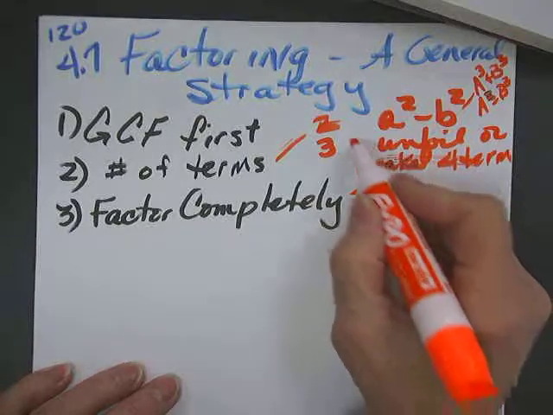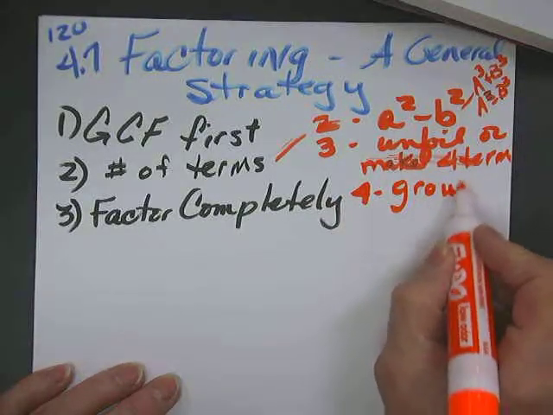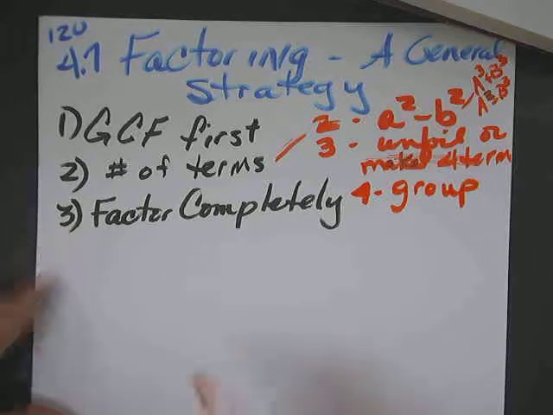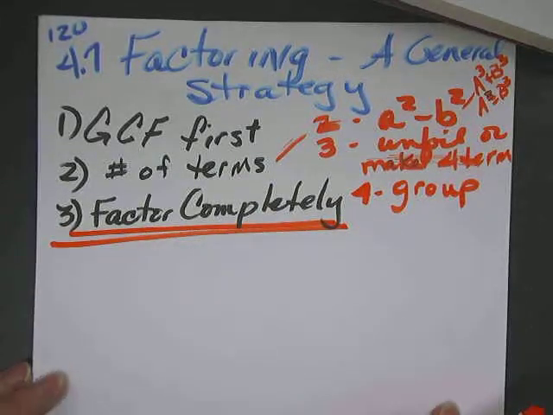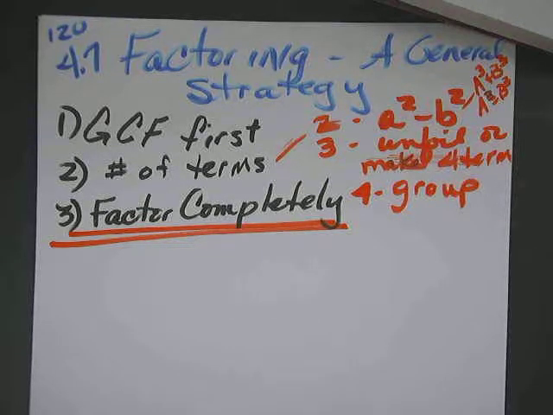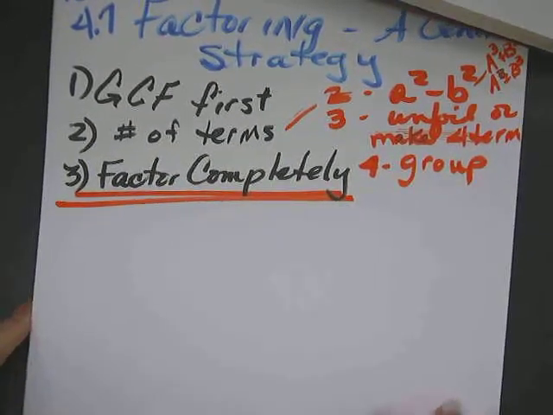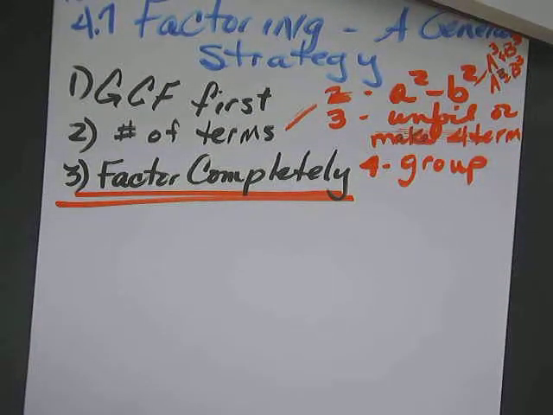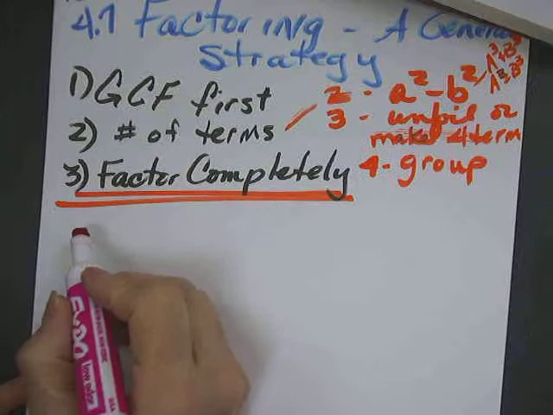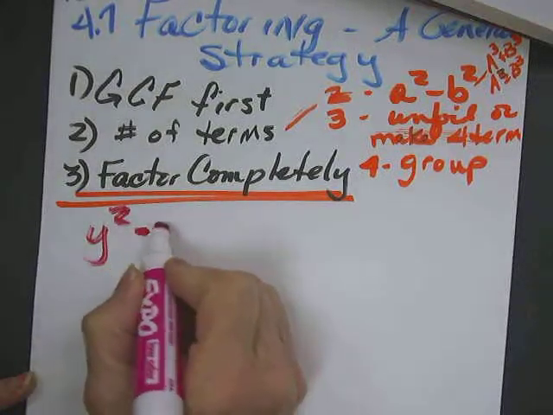And if there's 4 terms, what do you do? You group it, right? And then always factor completely. So after you factor it, always check both or all of your factors to make sure that it won't factor more. Okay? All right, so let's just do a little bit of what we've been doing. We're just giving more practice factoring. This could be anything thrown in the mix on this chapter, everything that you've learned.